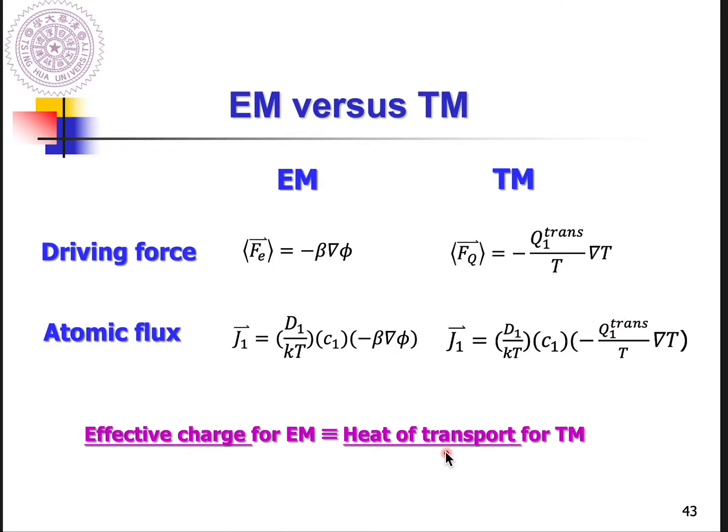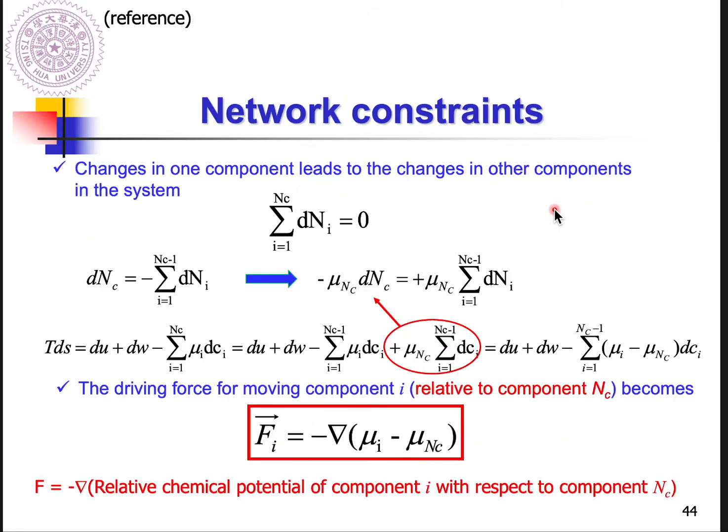So comparing thermal migration and electromigration, we know the effective charge beta and the heat of transport, these two parameters can well describe the direction of moving atoms when applied with either an electric field, electron flow, or a thermal gradient. And the most important thing is that the value and the sign of these two parameters can well describe the direction and the velocity of diffusing atoms driven by either electron flow or temperature gradient. Okay, so this is just for this slide.